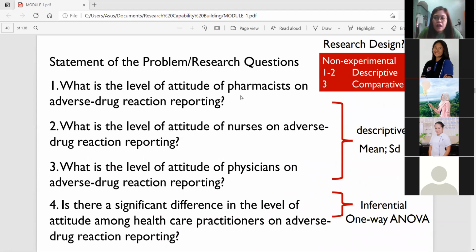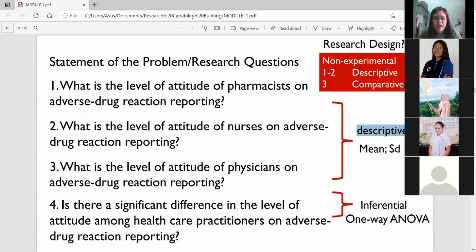So these are the sample SOP or research questions. We have here, what is the level of attitude of pharmacists on ADR reporting, sa nurses also, and sa physician. So pag nangutan na gani na siya, we only use descriptive statistics here, which means kailangan lang nato ang mean sa ilahang level of attitude. And we can also have the standard deviation to know how dispersed the data are from each other. So this is non-experimental and descriptive comparative.